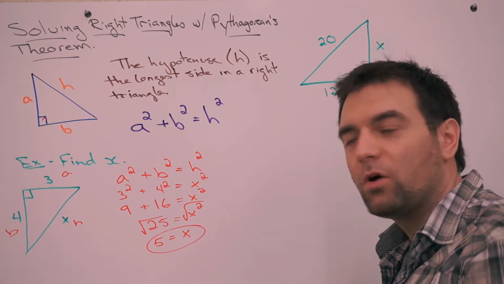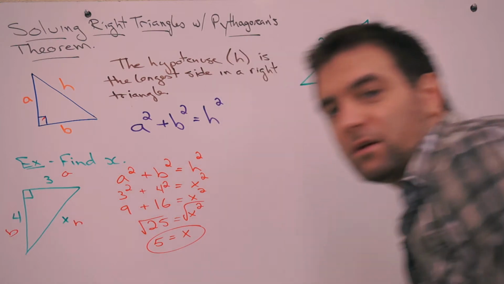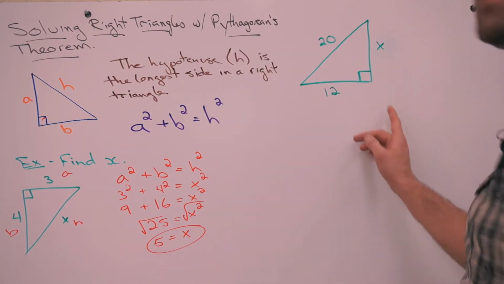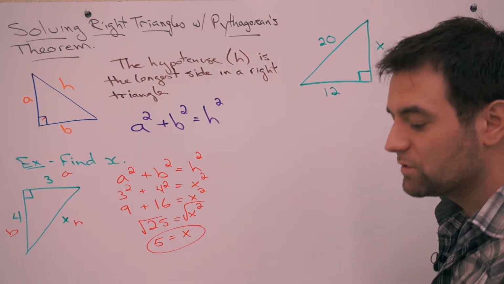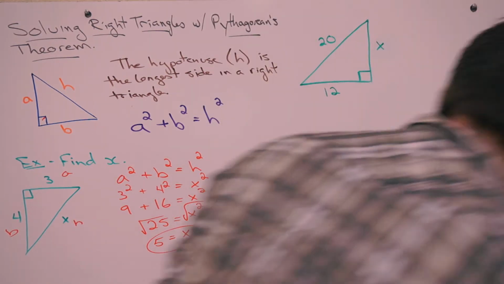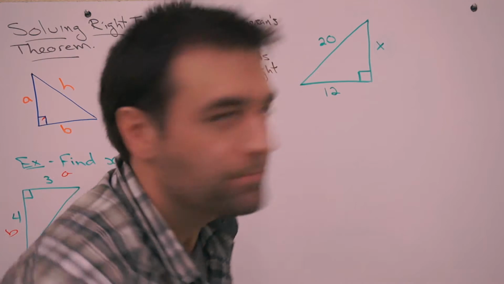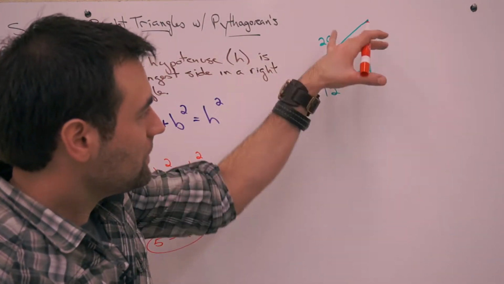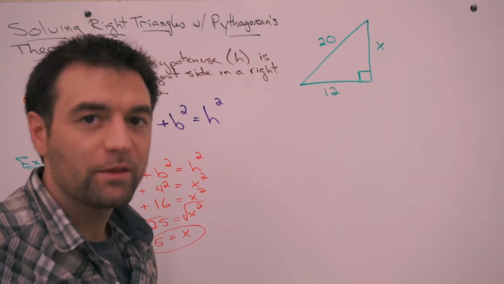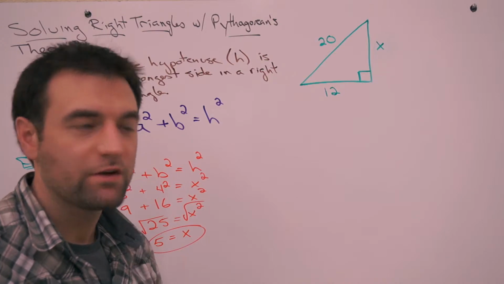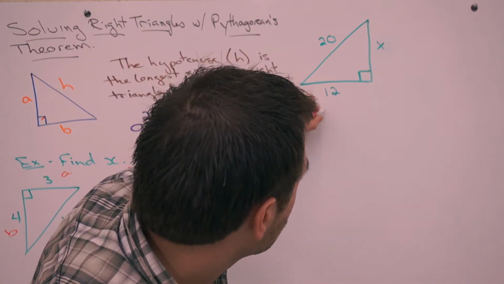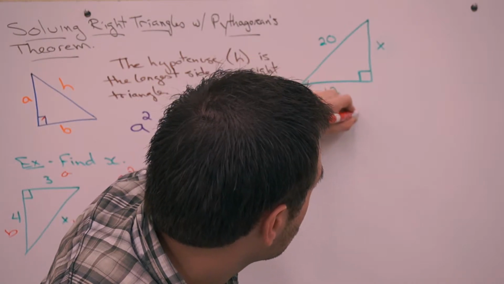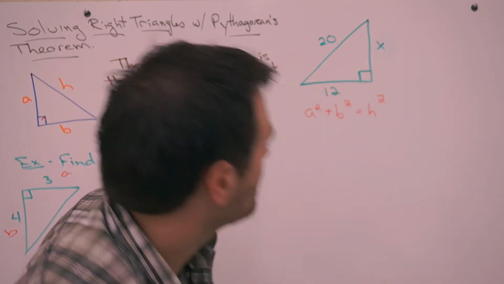Now, we can also find a side of the triangle. Over here, we're actually missing one of the shorter sides. So to do that, we're just going to move over here, and take the same formula and follow that same procedure. We just have a change in the middle steps. So it's a squared plus b squared equals h squared.